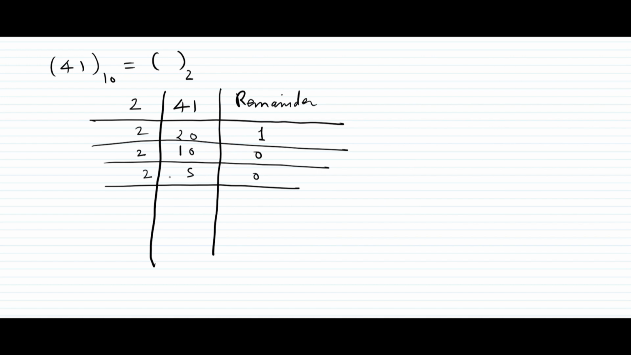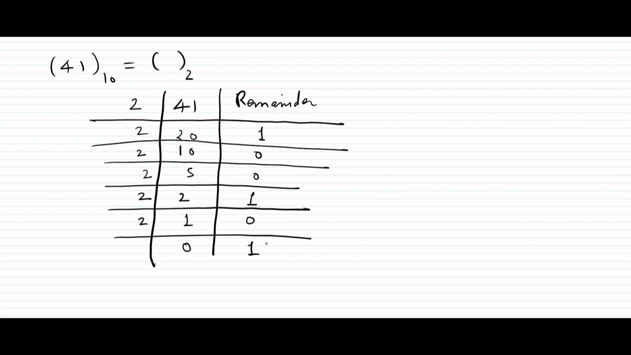Then again I will divide it by 2. So 2 2s are 4 plus 1. So the remainder will be 1, right? Again I will divide it by 2. So 2 1s are 2. Remainder will be 0. Again divide it by 2. 1 cannot be divided by 2. So quotient will be 0. Remainder will be 1. Fine.